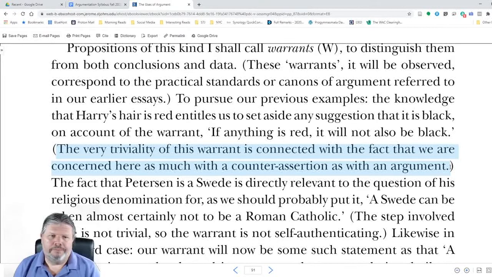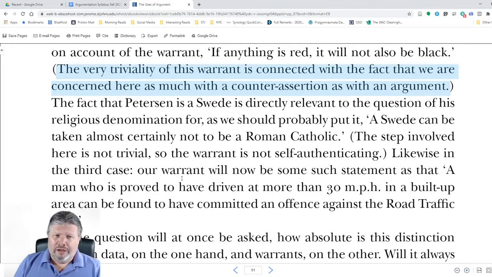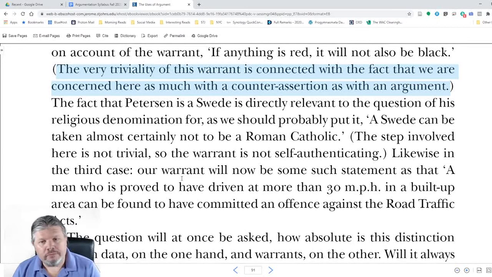The fact that Peterson is a Swede is directly relevant to the question of his religious denomination, for, as we should probably put it, a Swede can be taken almost certainly not to be a Roman Catholic. The step involved here is not trivial, so the warrant is not self-authenticating. That means that's not 100% true, right? It's not 100% true that all Swedes are not Roman Catholics, but it is very likely that somebody from Sweden is not a Catholic because of the history there and the religious norms there.